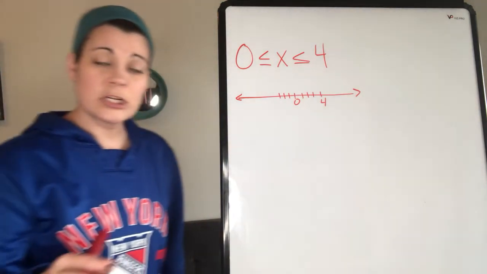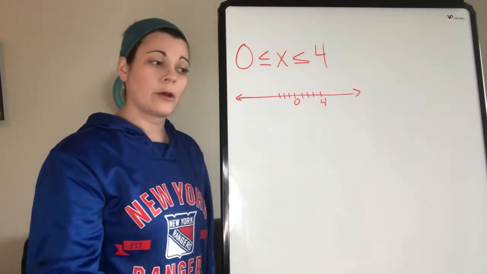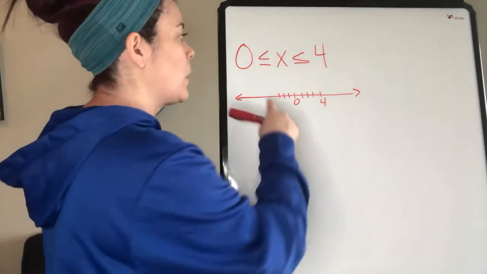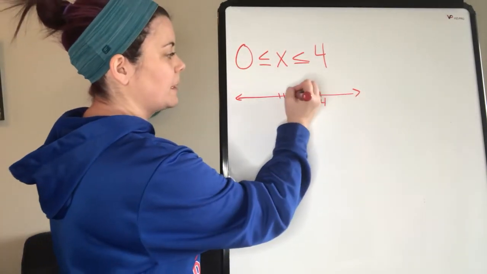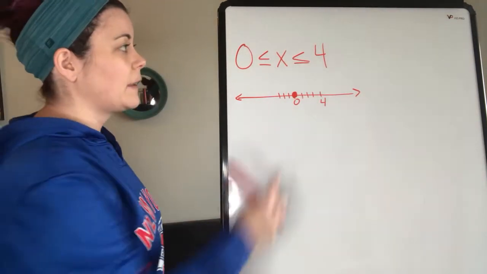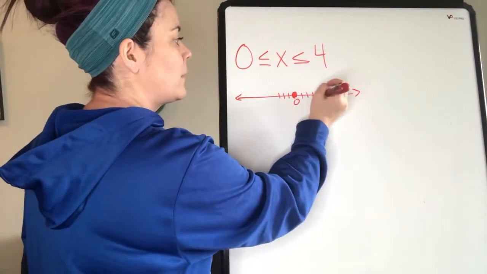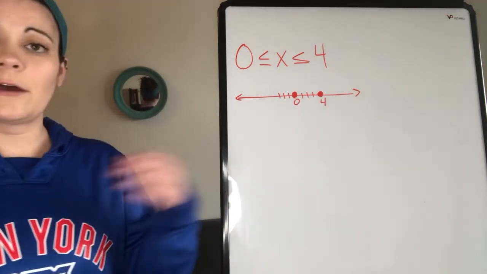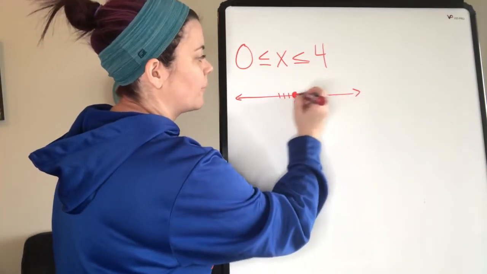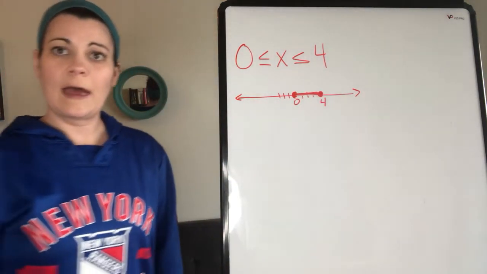If you need a refresher on how to graph inequalities, go back and watch that video of graphing inequalities. So 0, it's going to be a closed dot, so a closed dot on 0, and then a closed dot on 4. And with and, we are graphing the overlap, so it's what's in between, so x is in between 0 and 4, so we graph it like that.